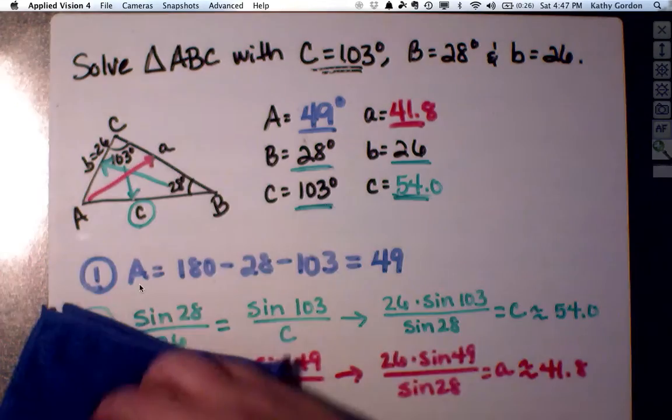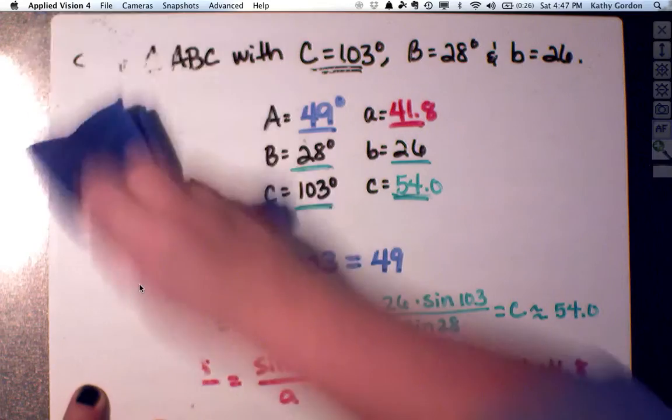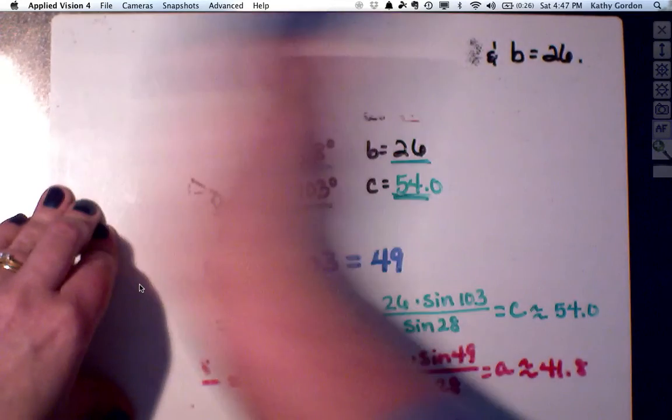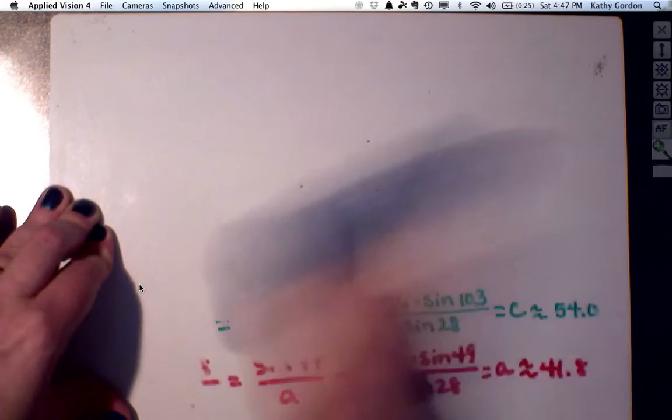All right, let's try one more. And this time I want you to try it first. See if you can solve it yourself using the law of sines. And then we'll come back and we'll walk through it together.